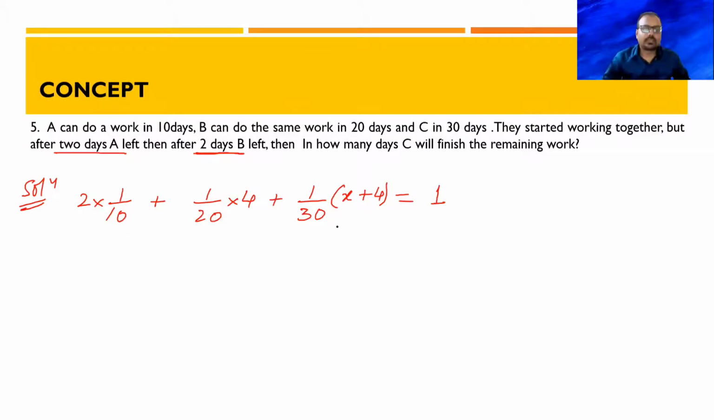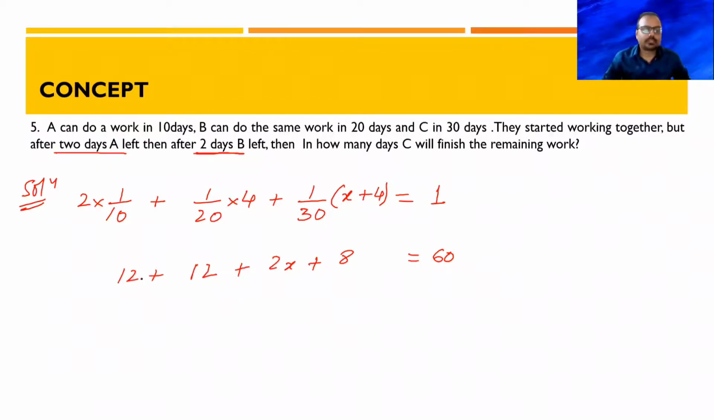What is the LCM of 10, 20 and 30? The LCM is 60, so we write 60 here. 10 goes into 60 6 times, so 6 twos are 12. 20 goes into 60 3 times, so 4 threes are 12. 30 goes into 60 2 times, so it is 2x plus 8.